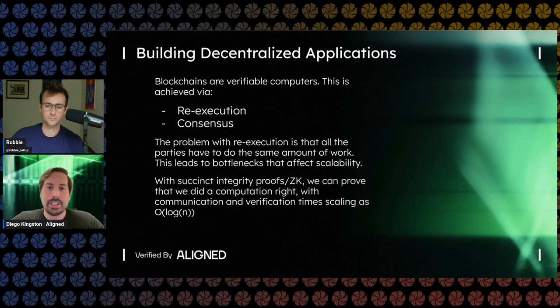Blockchains, remember, are verifiable computers. Okay, they coordinate among different parties, and the way we ensure that things are done properly is via re-execution. So everybody has to redo the same work and then reach consensus. The problem we have with this is that all the parties have to do exactly the same amount of work, and the problem is that then the weakest devices in the network become a bottleneck.